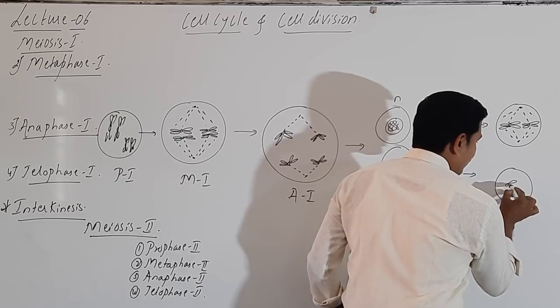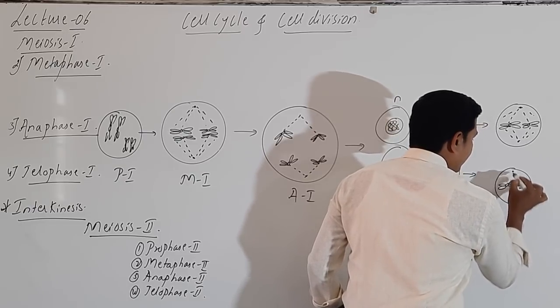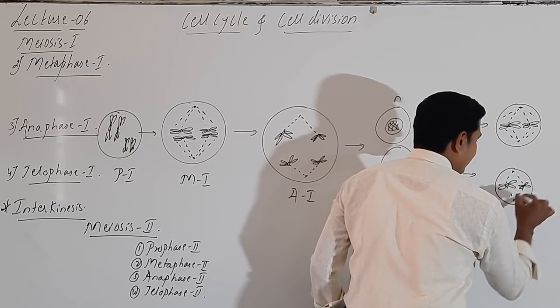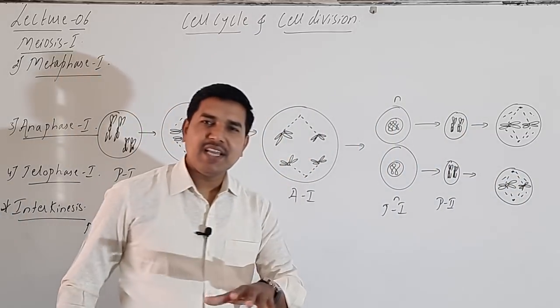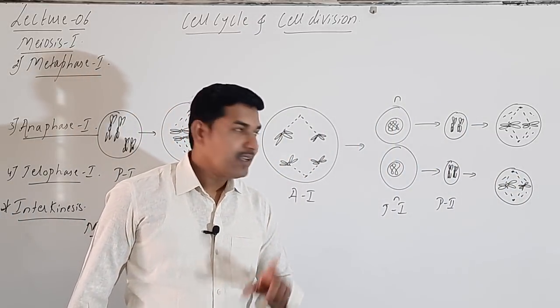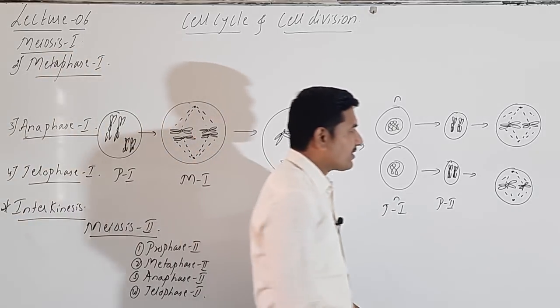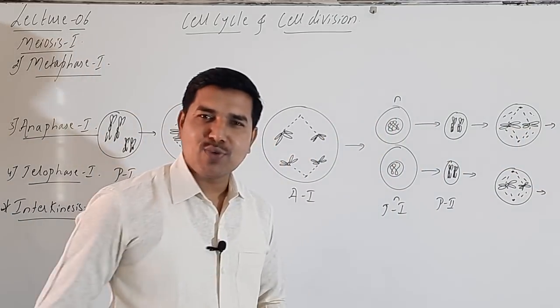Here the chromosomes are arranged at the equatorial plane. The centrioles move towards opposite poles. They produce the spindle fibers, thus completing metaphase 2. Then the next process is written. What is next? Anaphase. Okay, so next one is anaphase. The two cells go into anaphase.